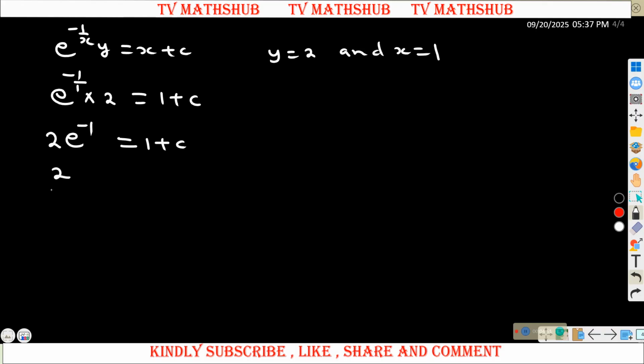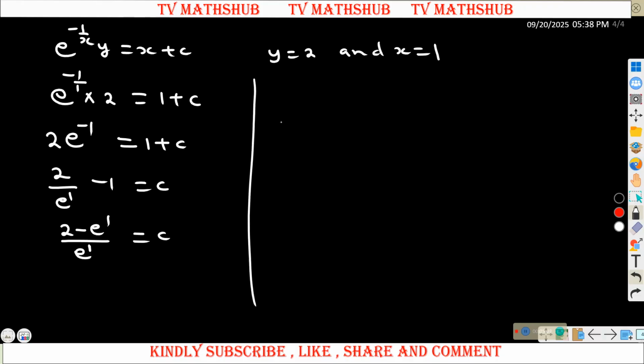From here, this is 2 upon e to the power 1, minus 1, which is equal to c. This is the same as having 2 minus e to the power 1 upon e to the power 1, which is equal to c. That will be the value of c. And for that case, we shall have e to the power negative 1 over x times y, which is equal to x plus 2 minus e to the power 1 upon e to the power 1. That will be our expression.